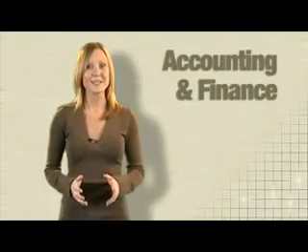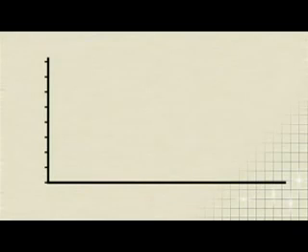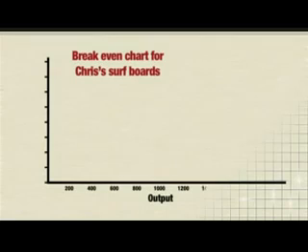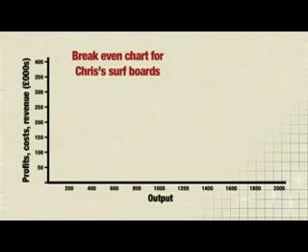Let's use these. So, first of all, you give the chart a title. We could call it Break-Even Chart for Chris's Surfboards. Next, plot the output on the horizontal axis, like this. We'll put output going up to 2,000. Then you do the vertical axis for costs, revenues or profits, like this, going up to £400,000.